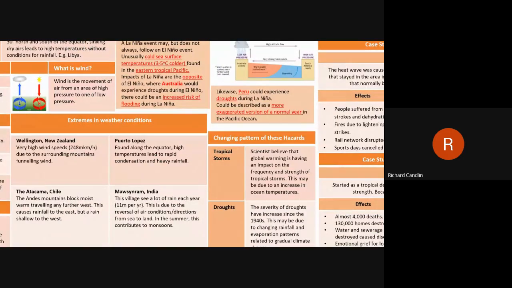Wellington, which is often known as a windy city, is obviously very windy because wind speeds go up to 250 kilometers an hour. So that's an example you can use here. In Chile, all these mountain ranges cause rain, but it goes a long way down here, so it's exceptionally wet down here. Puerto Lopez, off the equator here, has warm temperatures, rapid condensation and heavy rainfall. India sees a lot of rain each year, 11 meters per year.